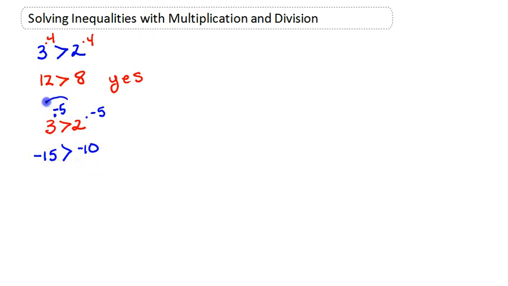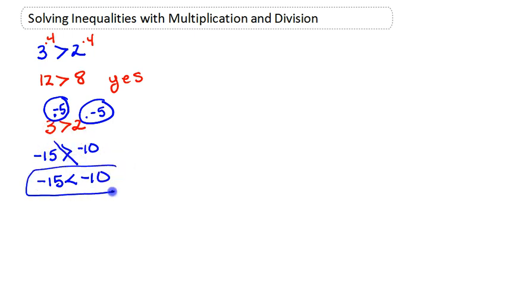So, the rule is when you multiply or divide an inequality by a negative number, you need to flip the sign for it to be true. So this is not true, but this is. So I flipped the sign. Let's apply this.